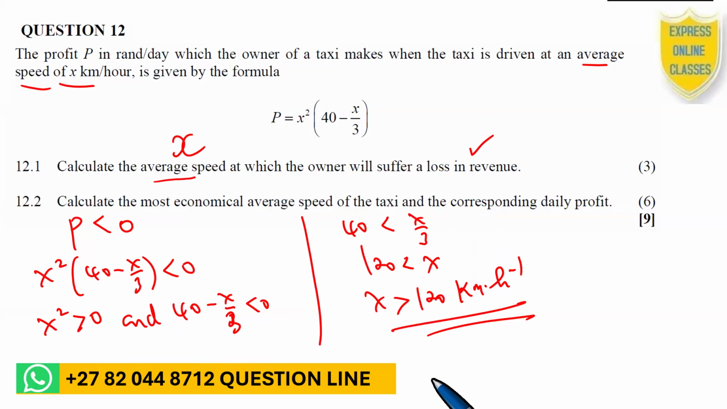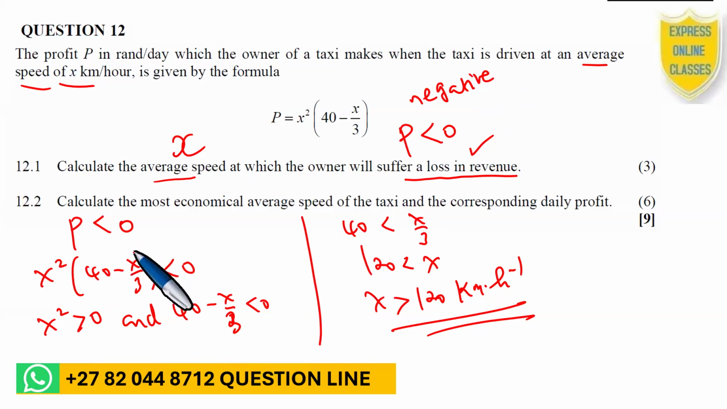Any question here? Please repeat, sir. Right, we want to calculate the average speed at which the owner will suffer a loss in revenue. A loss in revenue means what? It means that the profit is negative. It means that you have negative profit.